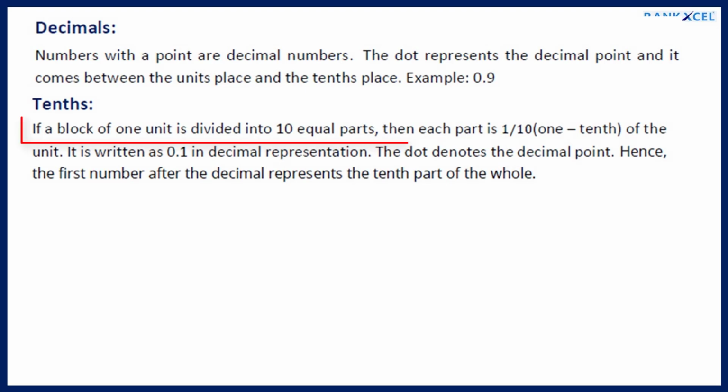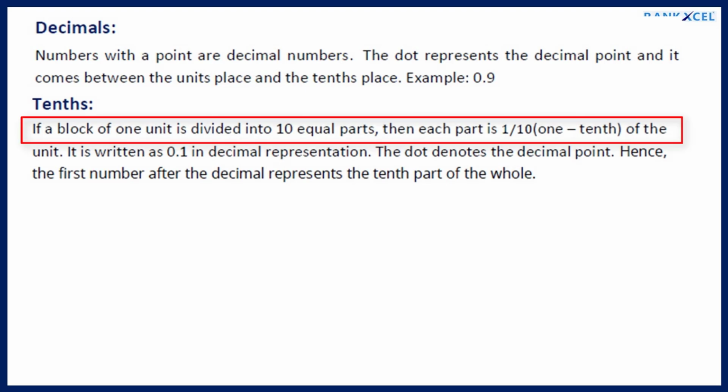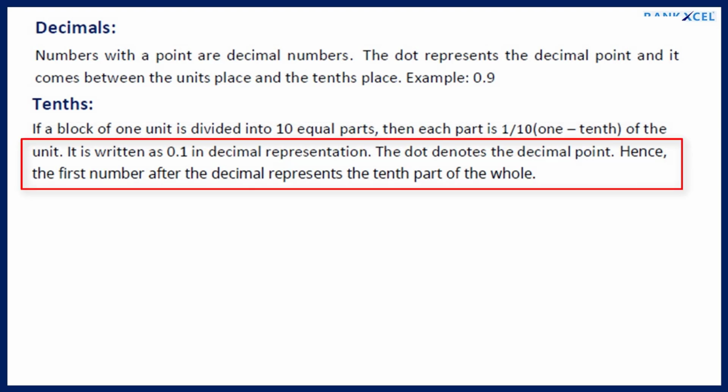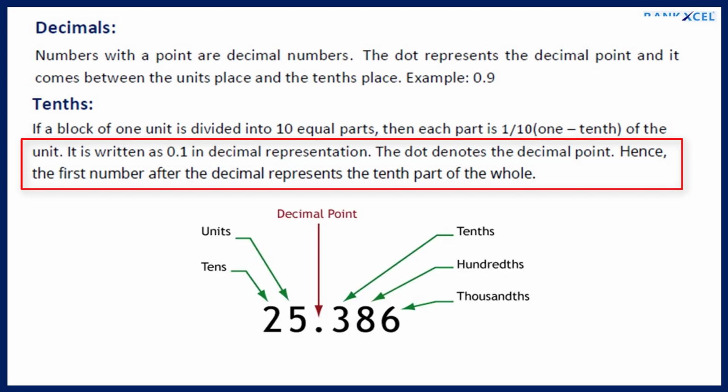Tenths. If a block of 1 unit is divided into 10 equal parts, then each part is 1 by 10, or 1/10, of the unit. It is written as 0.1 in decimal representation. The dot denotes the decimal point. Hence, the first number after the decimal represents the tenth part of the whole.